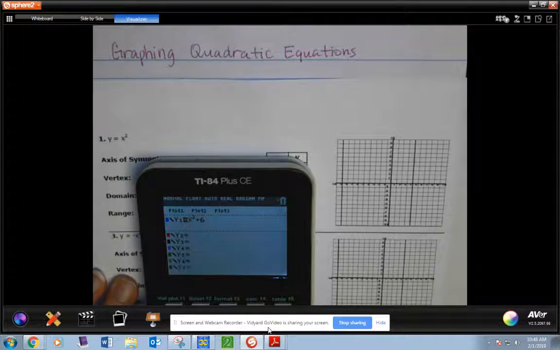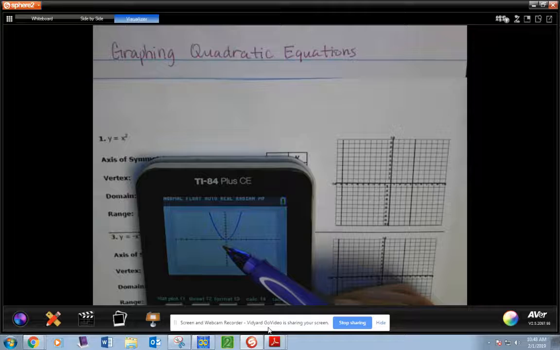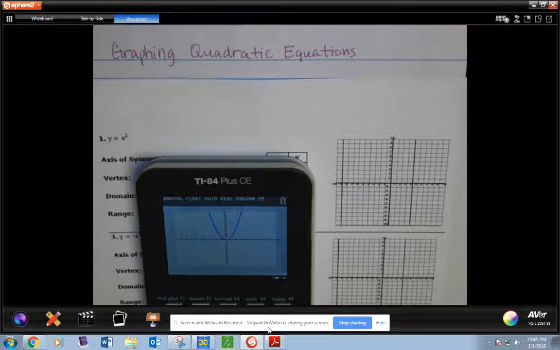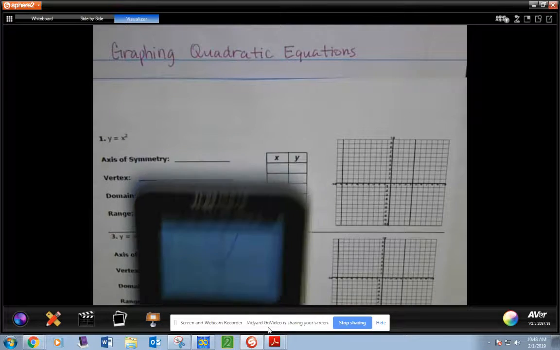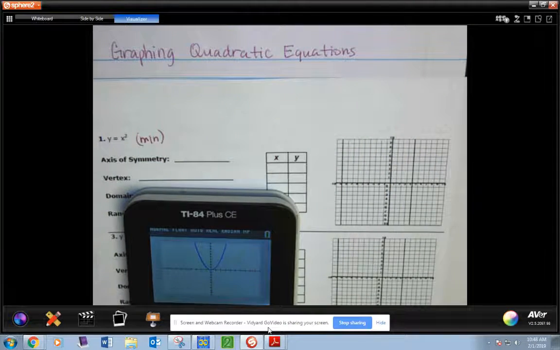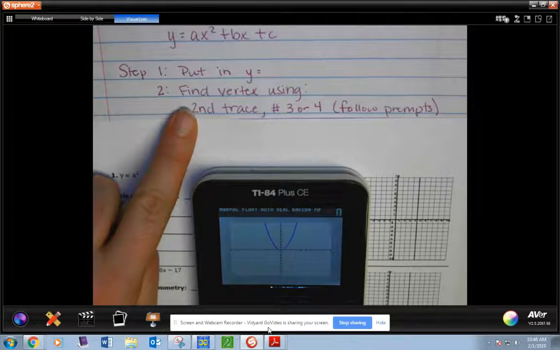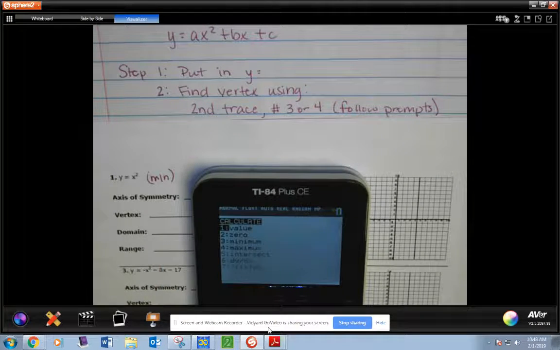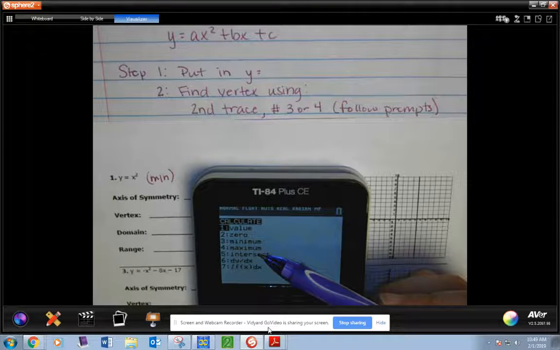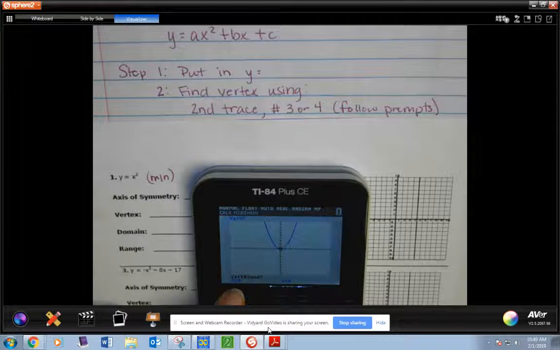The first thing we're going to do is put in x squared, and we're going to graph it. When you graph it, the reason you're graphing it is you need to know, is this curve a maximum or a minimum? Well, this curve, and I'm going to write it so I don't get my button wrong, is a min. So now that I know that, I'm going to follow step 2. We're going to press second trace. And this is why I said 3 or 4. Since this is a min, you're going to press 3. And then you follow the prompts.